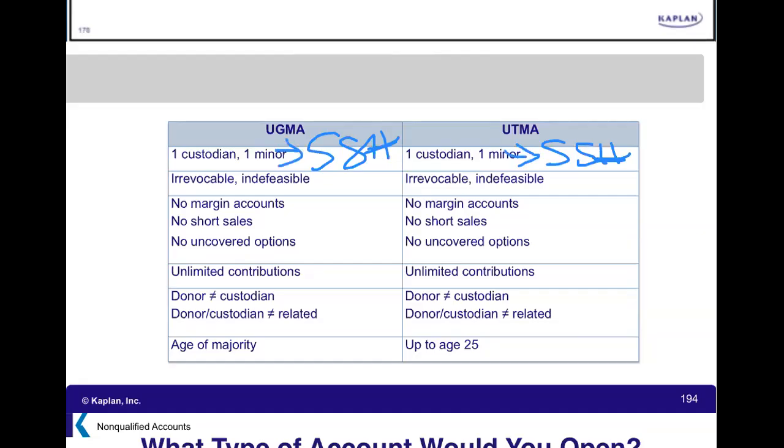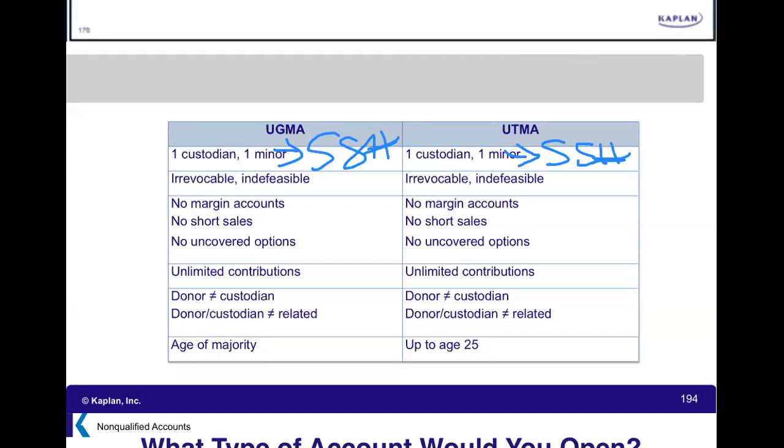The custodian, we do not need a social security number for. All gifts that are given to an UGMA or UTMA are irrevocable. We are not allowed to use any aggressive strategies like margining, short sales, or uncovered options. Any amount of money can be placed into the UGMA or the UTMA. However, the gift tax rules do apply.